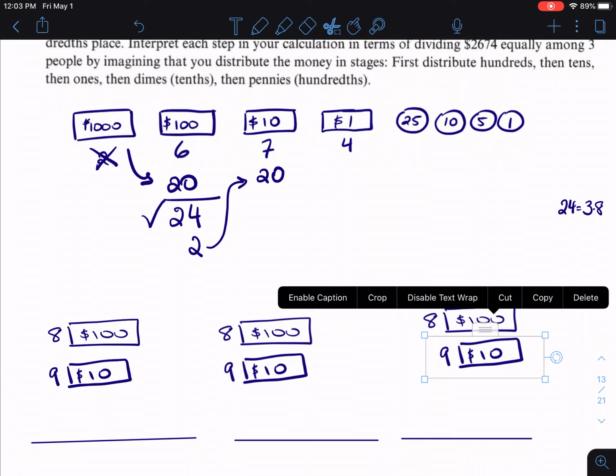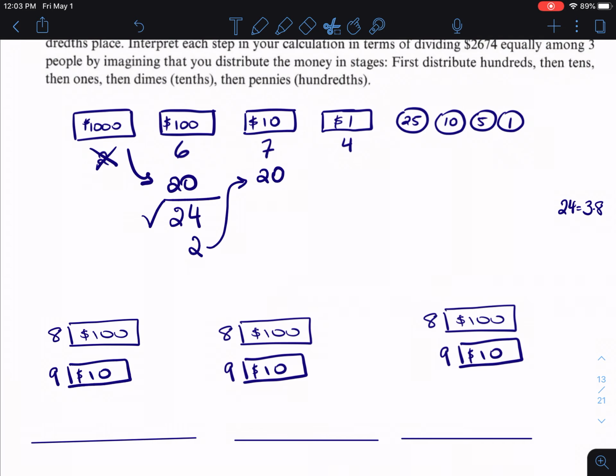Okay, so 9 $10 bills each, so that we were able to split between all of our 3 groups. Now let's come to the 4 $1 bills. So we can do 3 $1 bills, one $1 bill each.